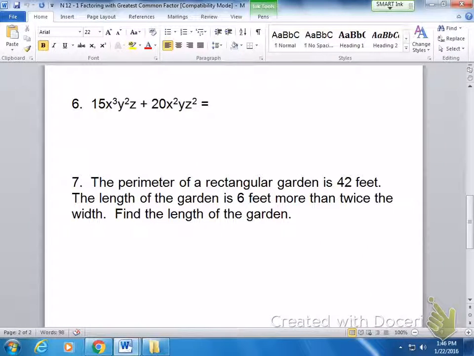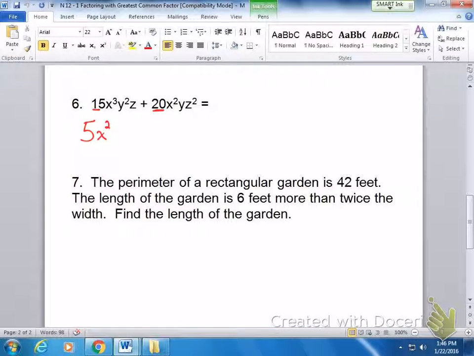Number 6, 15x cubed y squared z plus 20x squared y z squared. Start with the numbers, 15 and 20. Well, it looks like 15, 3, 5, and that's about it. If I look at 20, 3 won't come out of 20 evenly, but 5 would, so I'm going to pull out a 5. Let's look at our x's. I have an x cubed and an x squared, so the most I can take out is the x squared.